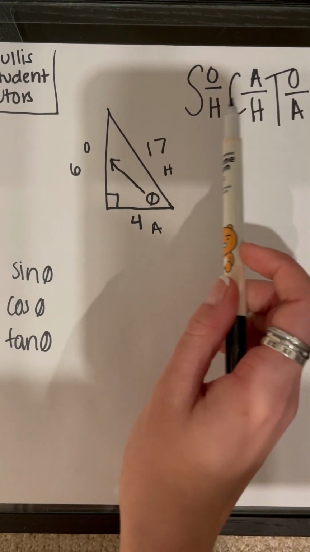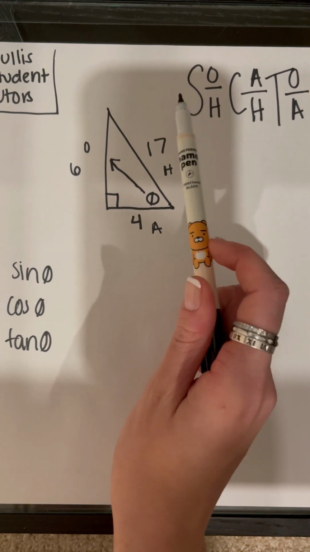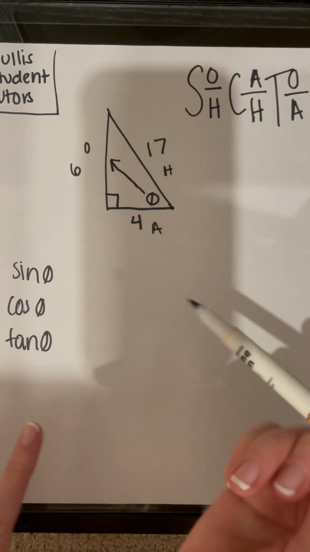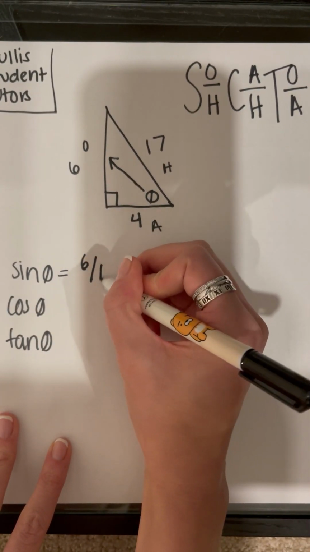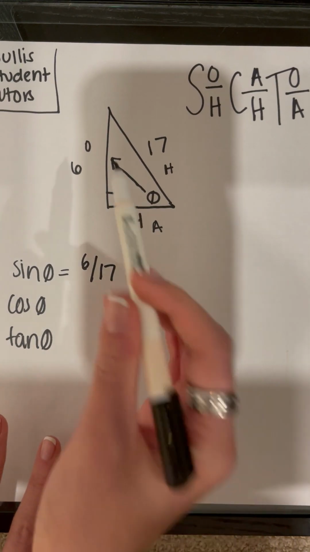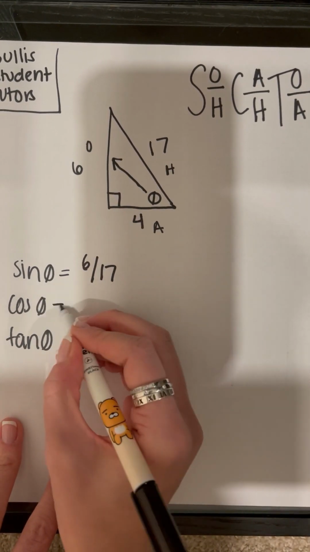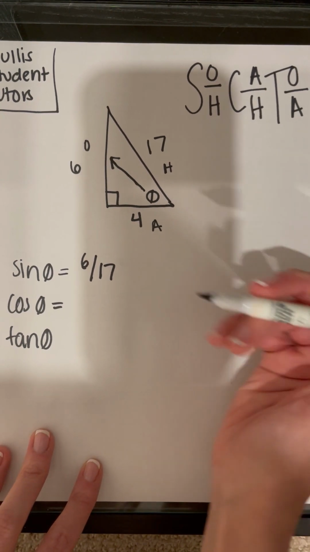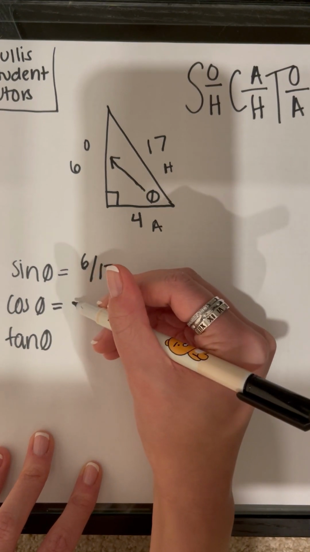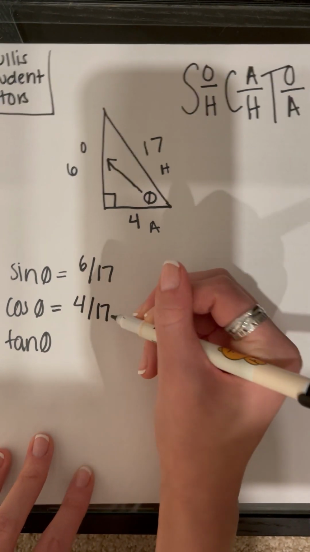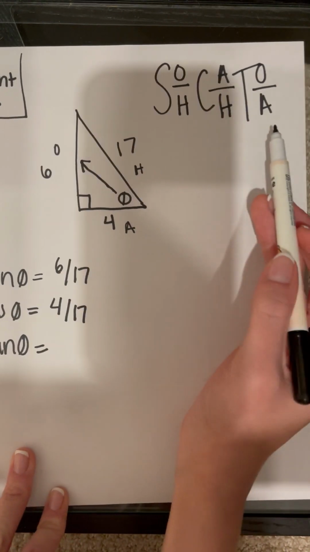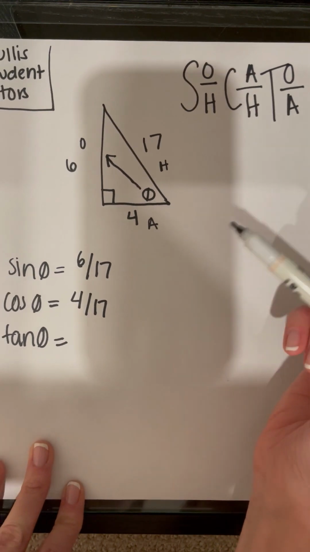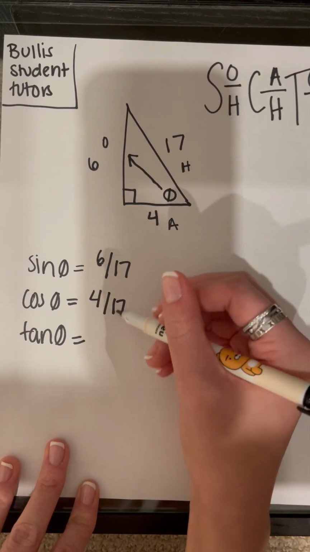So when you look at this setup here, you see sine is opposite over hypotenuse. So that means we're going to take the 6 over the 17. So sine of theta is 6 over 17. Oh, I meant to say 17 the other time. So then the cosine, we're taking the adjacent over the hypotenuse. So that means we're going to take 4 over 17. So cosine of angle theta is 4 over 17. Now we're going to do tangent, and here it says that our ratio is opposite over adjacent. So that means we're going to have 6 over 4 for tangent of theta.